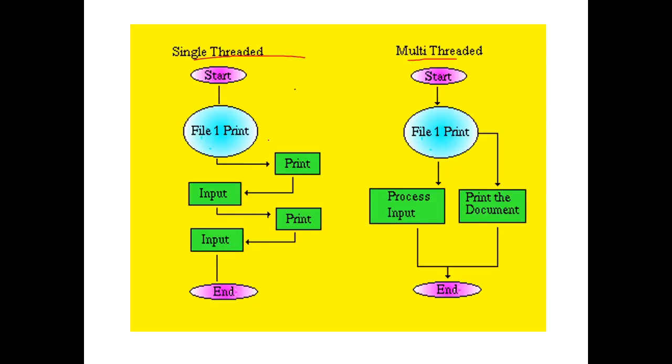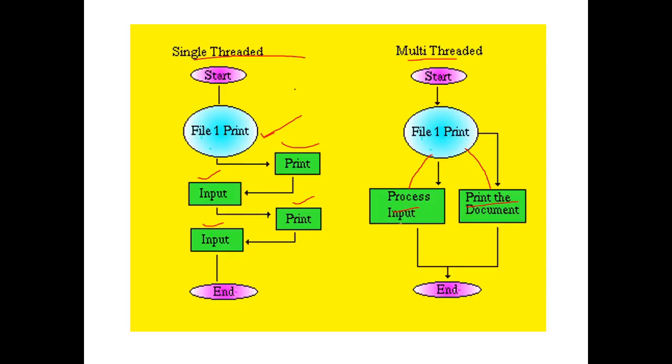Earlier systems were based on a single thread. That is, when you give the file for printing, it is either going to take input or it is going to print. After taking input, it is going to print, and after printing, again it is going to take input. Means at a time it was doing only one task, either taking the input or printing it. But in today's latest systems, both are done at a time. It is taking the input while it is printing the document.